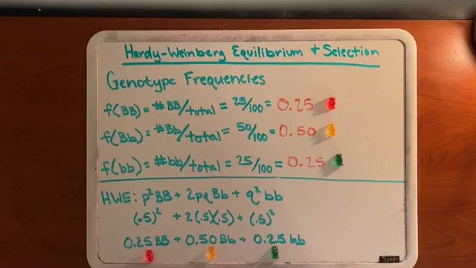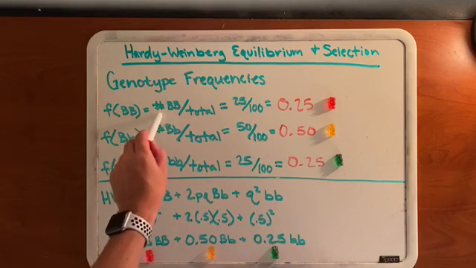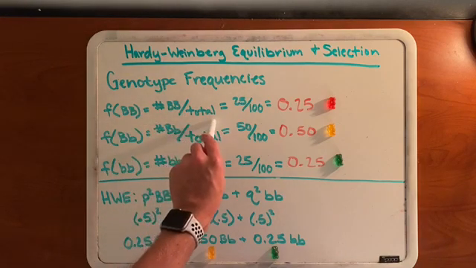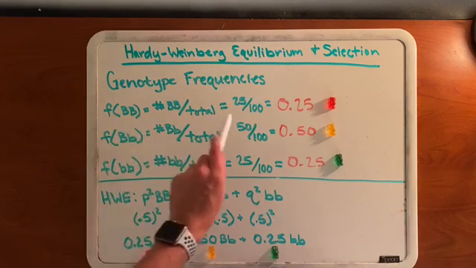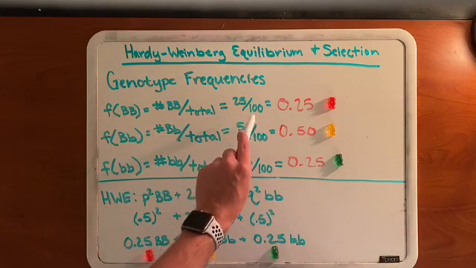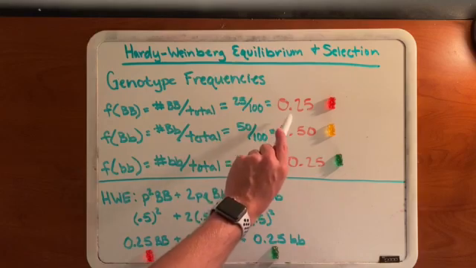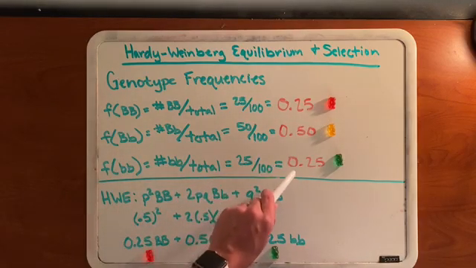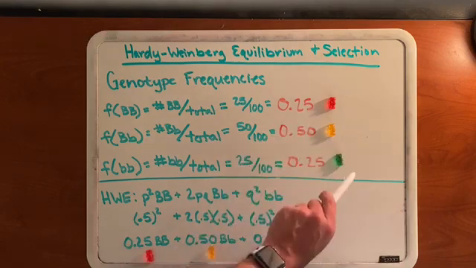Now that we have the initial allele frequencies, we're going to calculate the initial genotype frequencies. To do this, you need to take your number of desired genotype individuals divided by the total number of individuals to get that frequency. So for BB, it would be 25 individuals divided by 100, which is the total, to give you 0.25. And then you do that for the rest of the genotypes, getting 0.5 and 0.25 for red, gold, green.